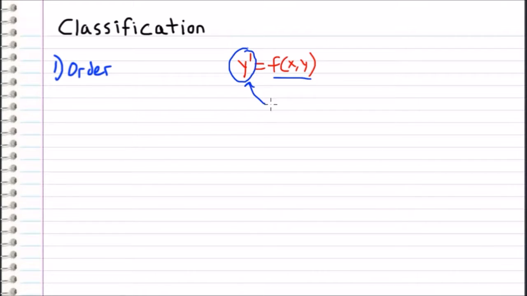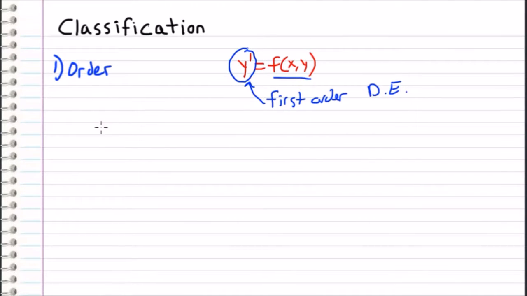So the first characteristic that we classify a differential equation by is its order. When we talked about slope fields, we had an equation that looked like this, where this is the first derivative of our unknown function, and it is a function of x and y. Since we are dealing with only the first derivative, we call this a first order differential equation. What order means is the term that carries the highest derivative.